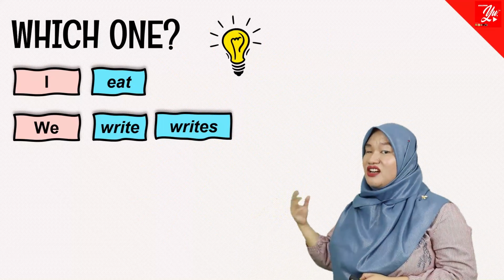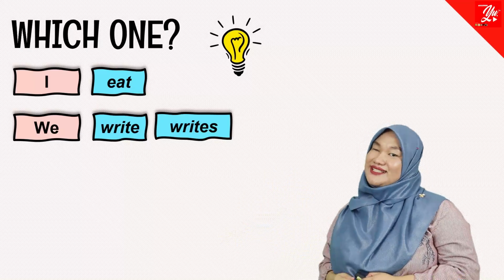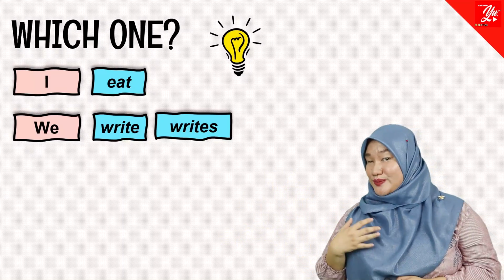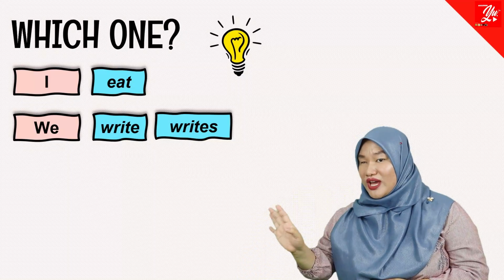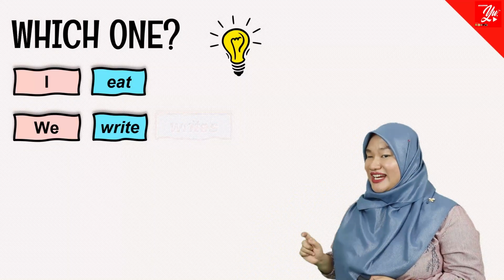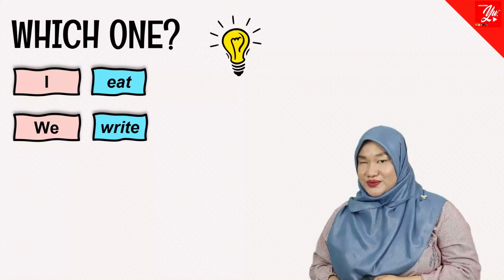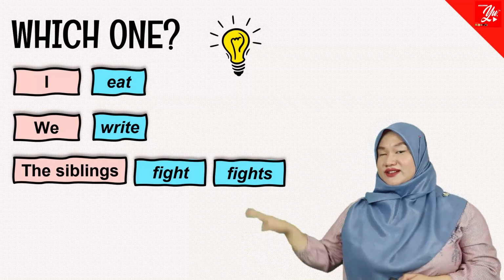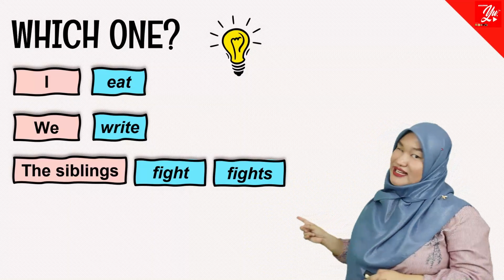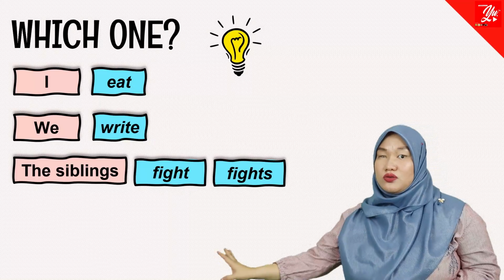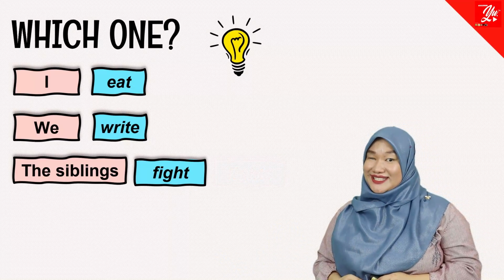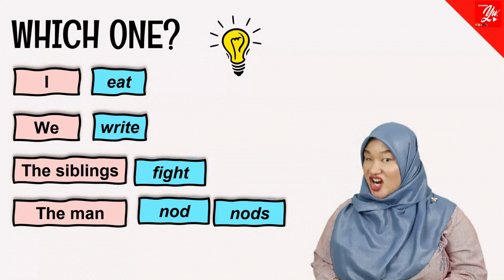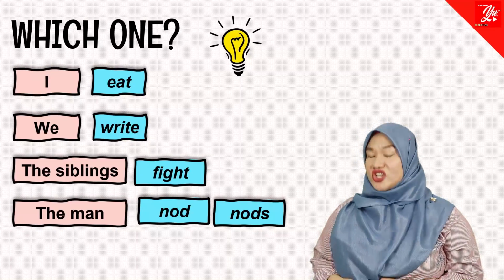We write or we writes, because we is plural, which is more than one. So we use plural verb which has no S. So we write. The next one. This one is easy to see, right? Because there is already an S at the word siblings, so you don't want another S in the verb. So the siblings fight.